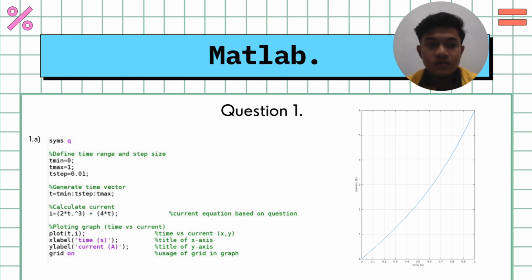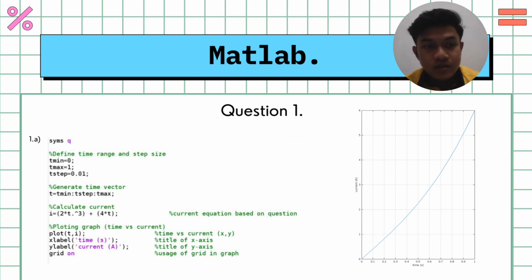First of all, we need to define the time range and the step size for the x-axis, which is t minimum equals 0, t maximum equals 1, and t step equals 0.01. Then we generate the time vector by the equation t equals t minimum, t step, t max.